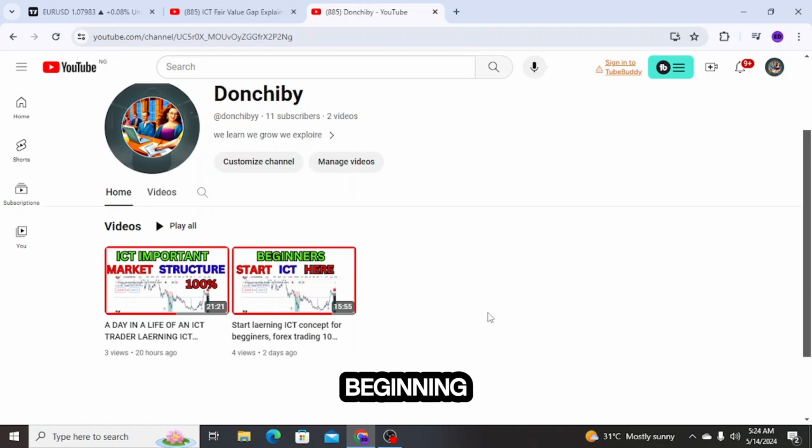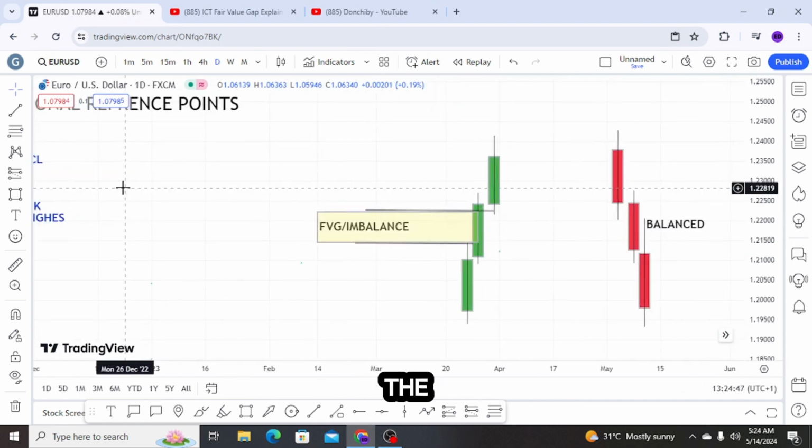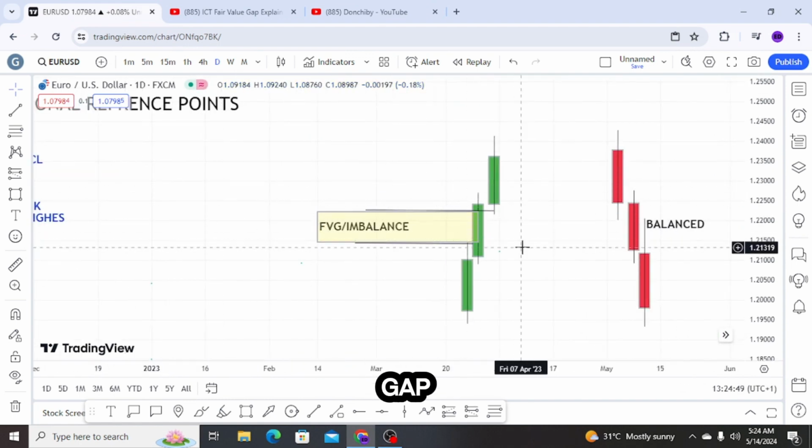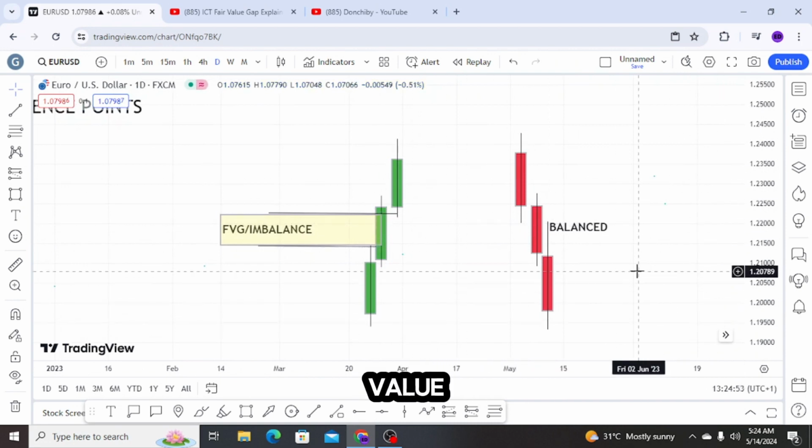In the beginning we talked about the ICT market delivery. Secondly, we talked about the ICT market structure. So today we are going into the institutional reference points, like I said, and we will start with the fair value gap.